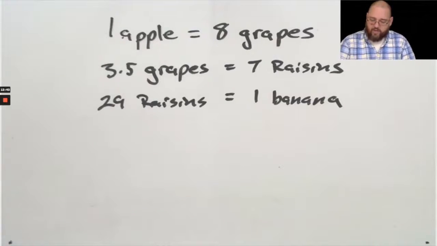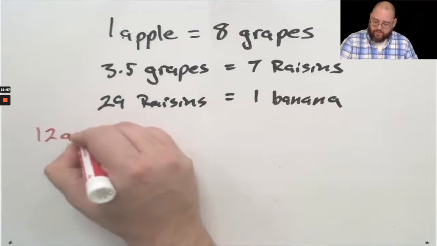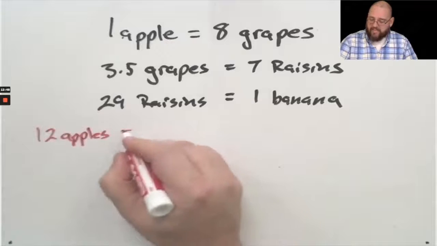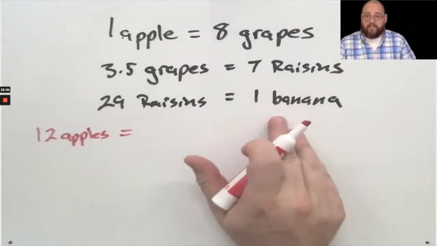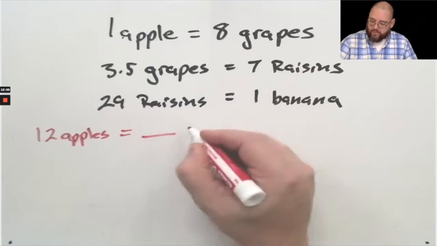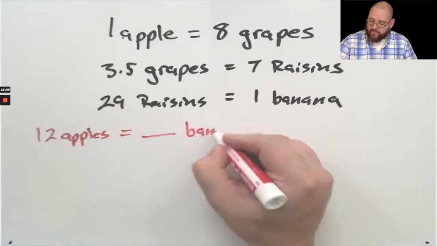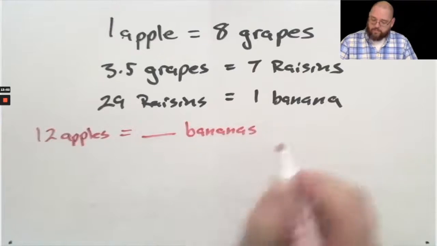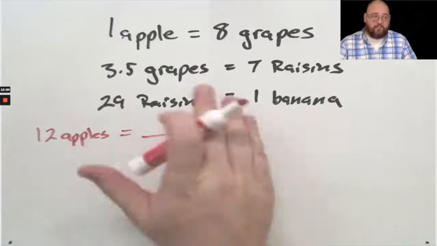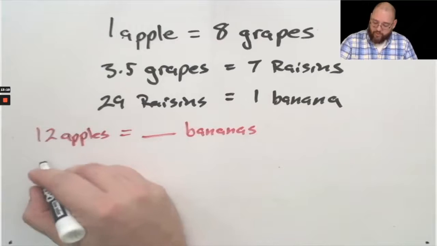Let's say I have 12 apples. So I have 12 apples, and I need to get a banana. How many bananas can I get with 12 apples? So let's figure that out. Equals how many bananas? If I'm going to barter and trade, and these are my conversions, how many bananas can I get with 12 apples?